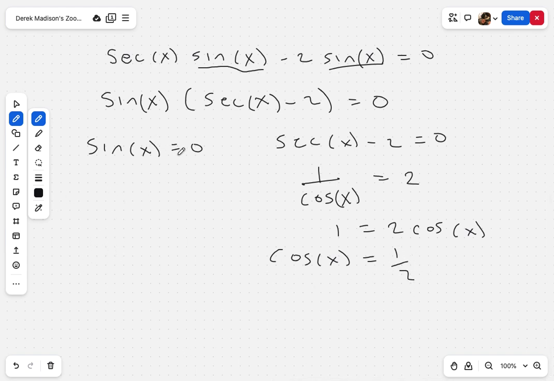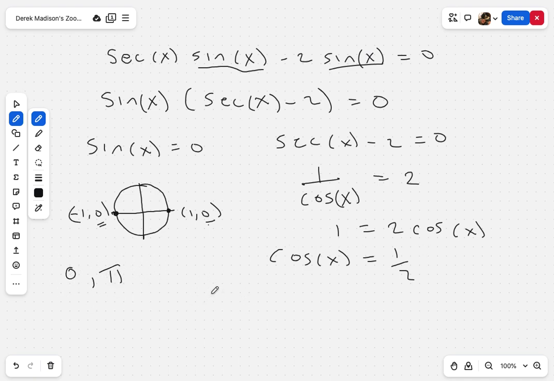From there, we just have to figure out, and then this was on 0 to 2 pi? Yes. So then from there, we just have to figure out where sine is 0 and where cosine is 1/2. If we think of our unit circle, sine is y, and so we're at 0 here and here. So we think of this as 1, 0, and this is negative 1, 0. And for sine, we're looking at the y-coordinate, so that would be 0 and pi for that one.